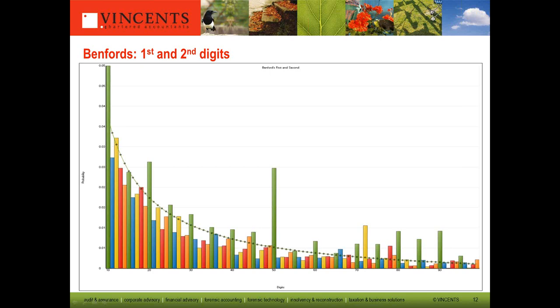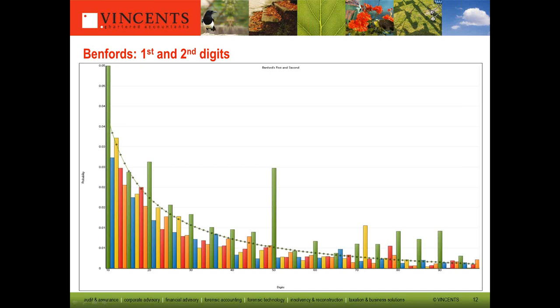And the coloured bars on that graph are the analysis of the particular database we're looking at. In this case, it's an accounting data file. So for some reason here, we've got a lot of transactions where the first and second digit of any payment started in 50.